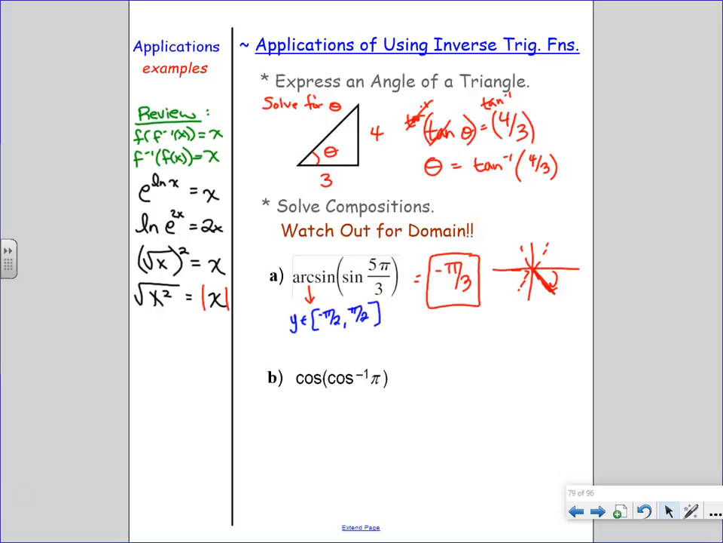A bit of a struggle. However, look at the next one. Okay, function and inverse, cancel out. Ooh, but wait, where's cosine inverse allowed to be?